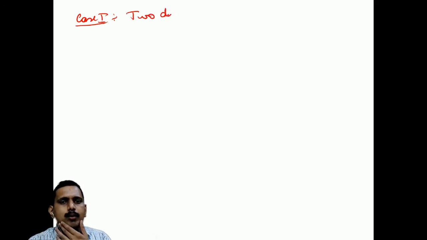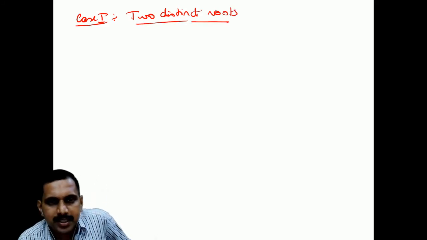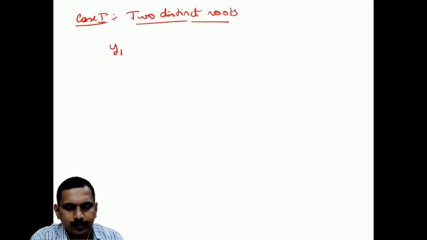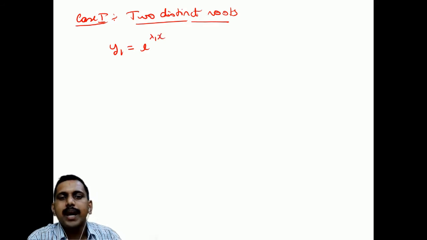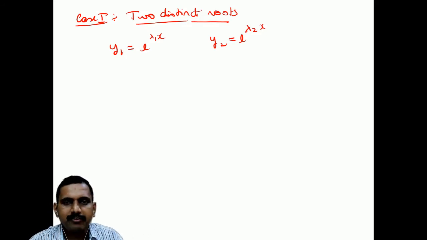First case, case 1, two distinct roots. So when we have two distinct roots, how does the equation come? As simple. y1 is equal to e power lambda 1x and y2 becomes e power lambda 2x. We know these are linearly independent, right? If lambda 1 is not equal to lambda 2, then y1 and y2 are linearly independent. So we can form a general solution.